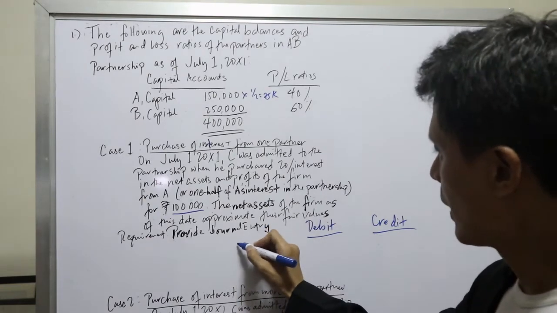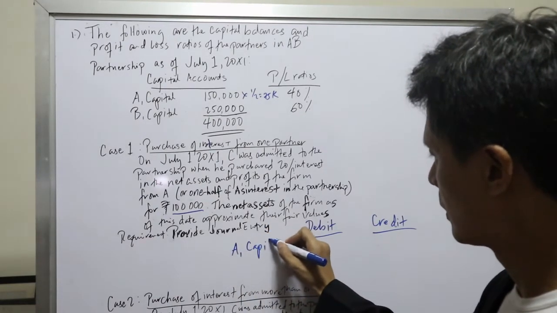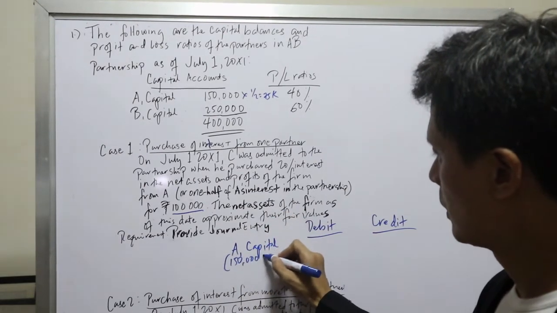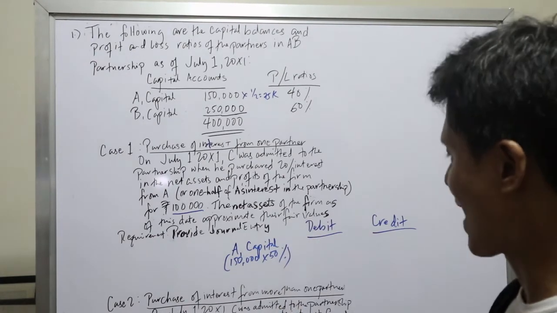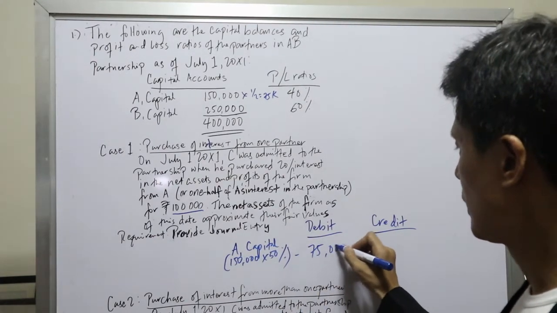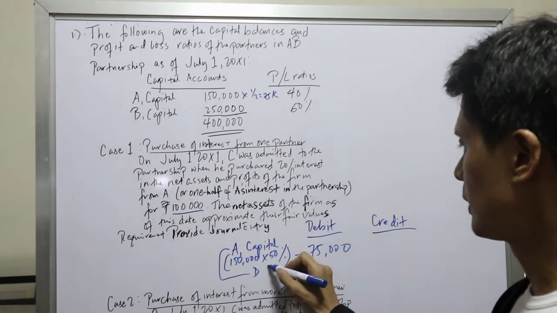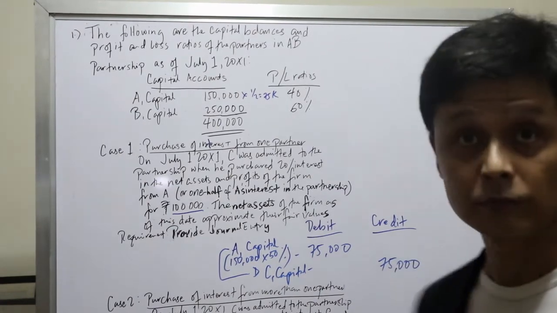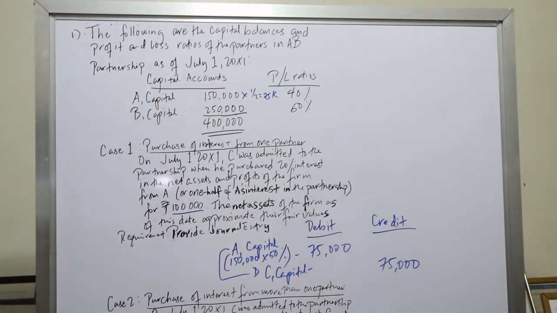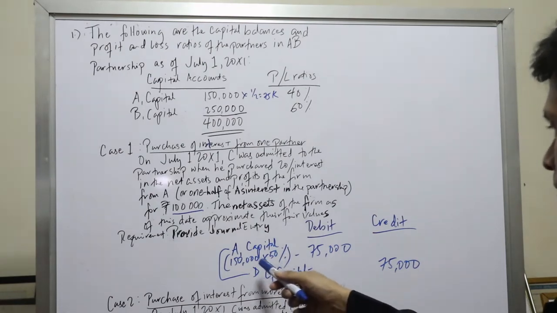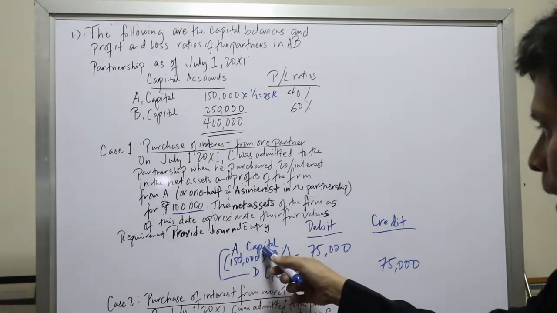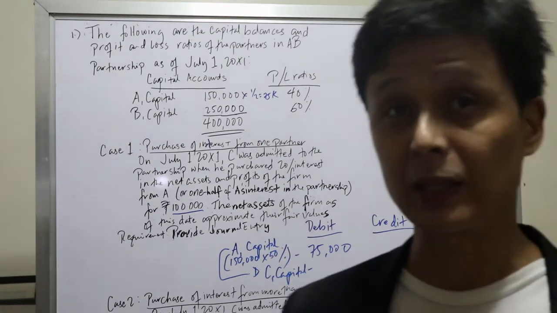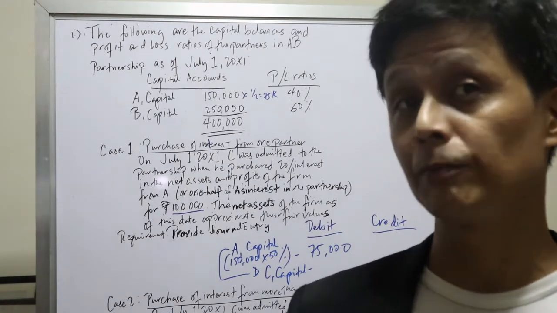So A is transferring capital. This is 150,000 times 50% or one-half, so 75,000. A transfers that to C. C, capital, 75,000. There. You can see here, we debited A's capital. Why debit? Because we are decreasing it. When we decrease the capital, we debit it.